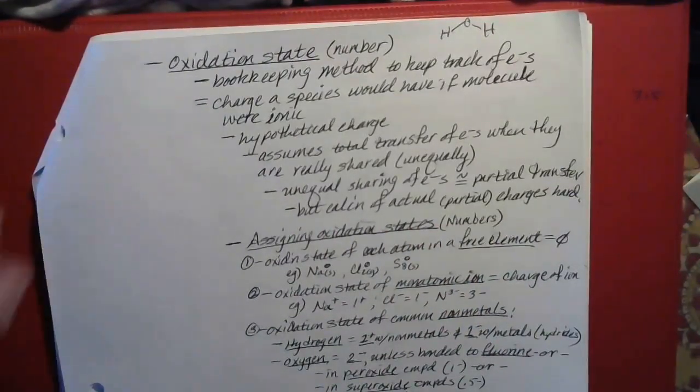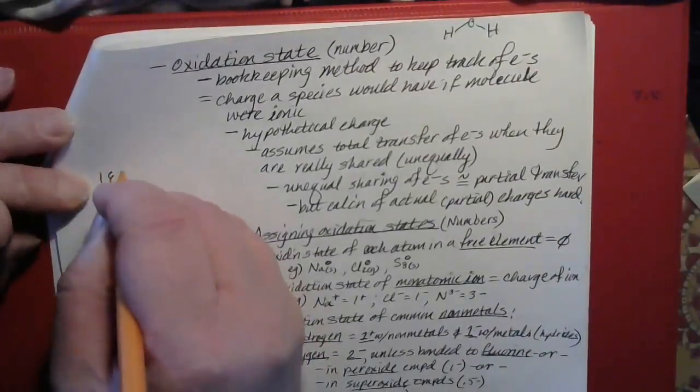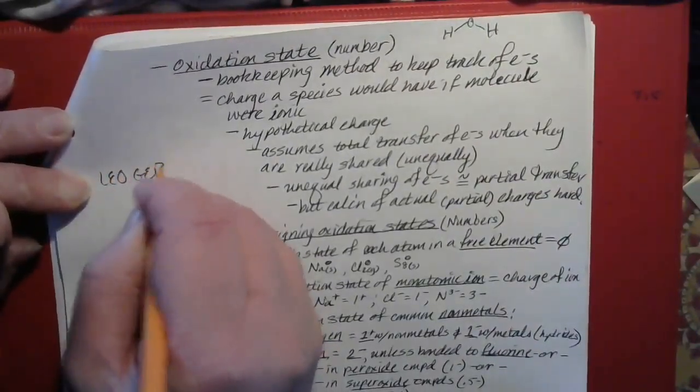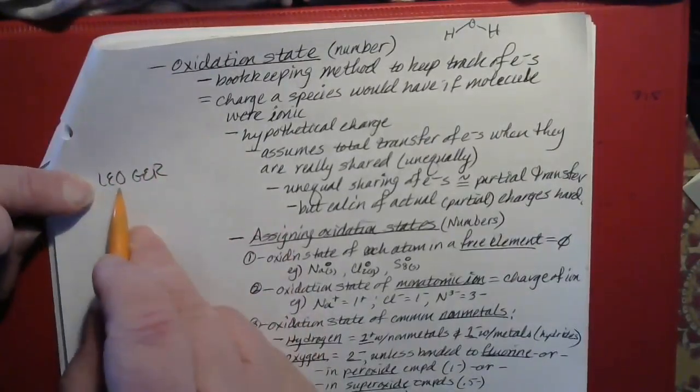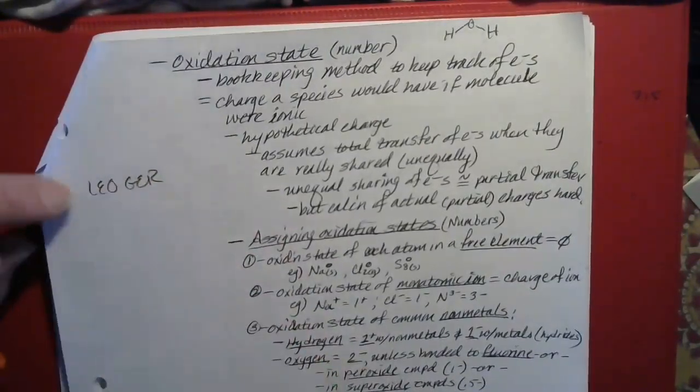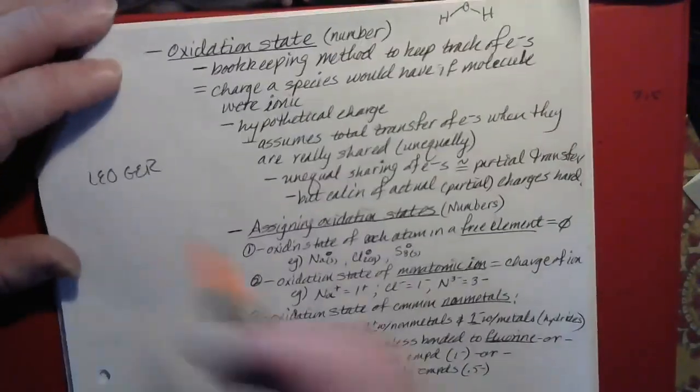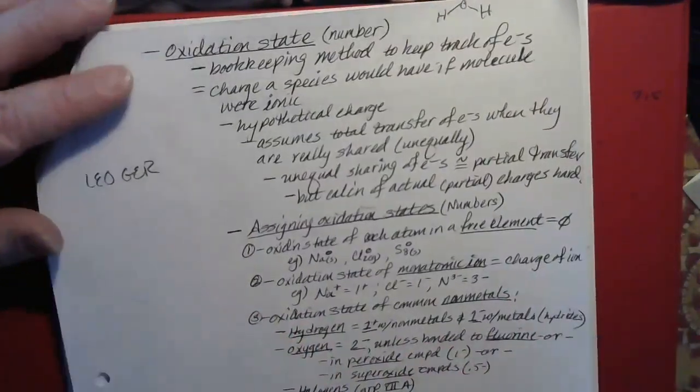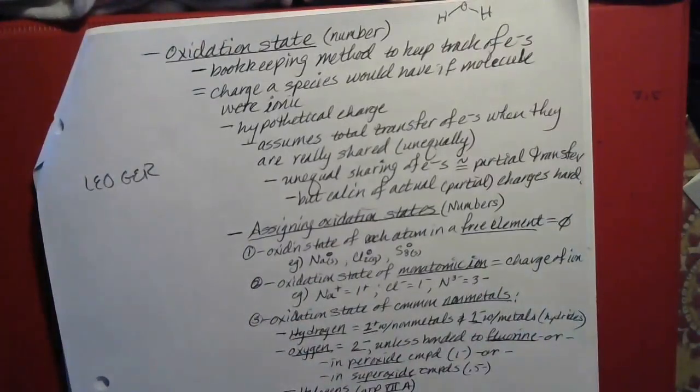Because remember the memory device LEO says GER, that is, loss of electrons is oxidation, gain of electrons is reduction. So every redox reaction includes something losing electrons and something gaining electrons. Electrons are negatively charged, so when something loses electrons, it's kind of like subtracting a negative in math. The oxidation state actually goes up when you lose electrons. And when you're adding negative charges, that means your oxidation state goes down.